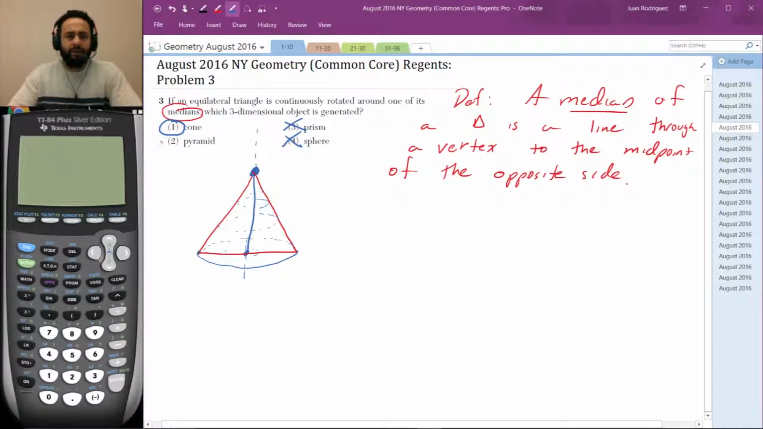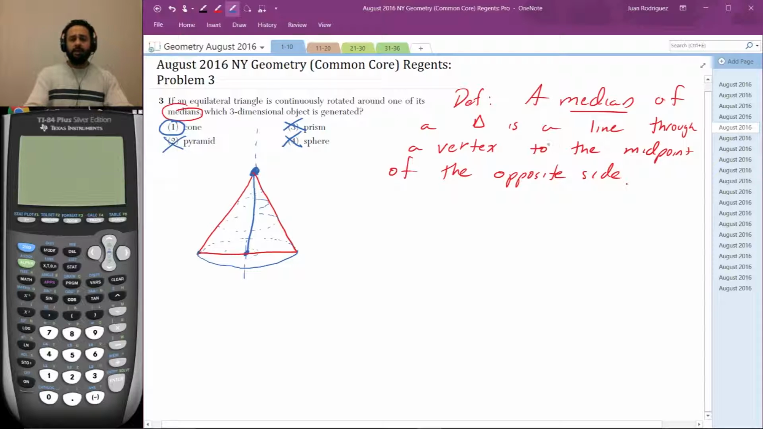Higher level mathematicians might complain about the fact that pyramid is one of the choices, but in this class we inaccurately define a pyramid to have either a triangular base or a square base or a polygonal base, whereas in general a pyramid really can have any base at all. But that's for higher level math. For the high school level, we'll ignore the fact and we'll assume that pyramids have polygonal bases. So the answer for this one is a cone.